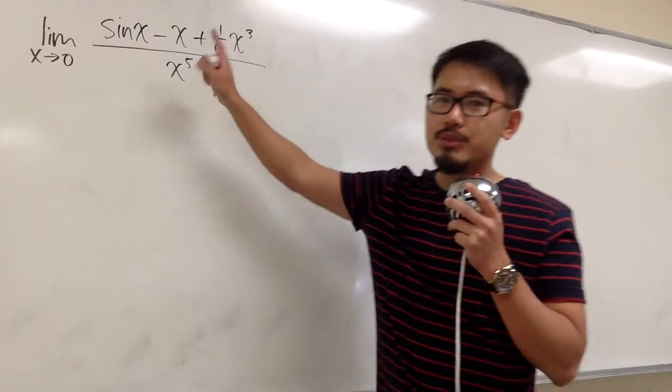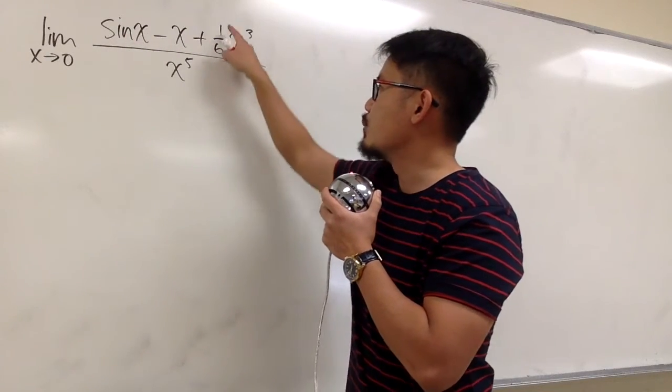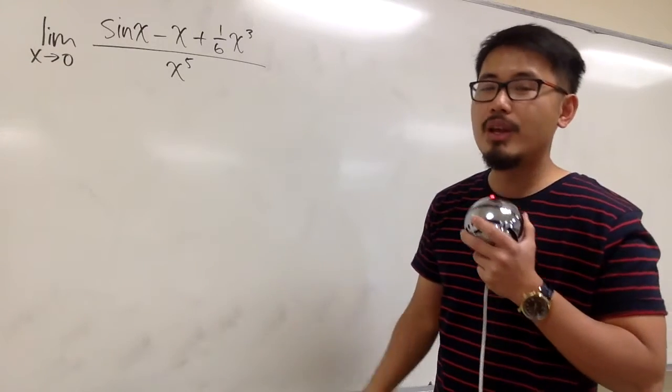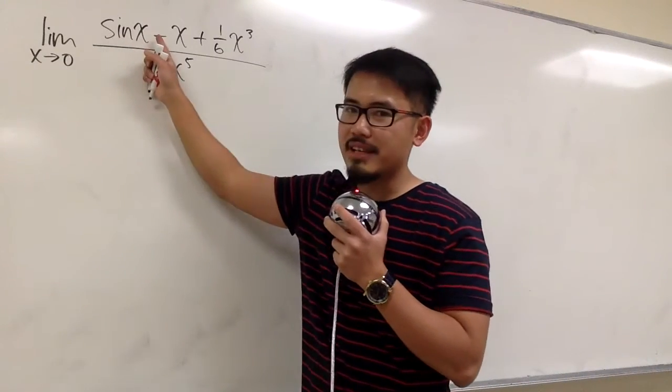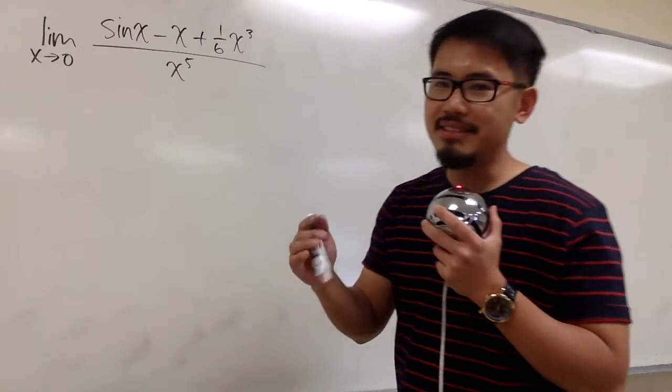We are going to use power series to compute this limit: the limit as x goes to 0 of sine x minus x plus 1 over 6 x to the third power, all over x to the fifth power. We are not going to use L'Hopital's rule. We will just use the power series expansion for sine x, centered at 0, because x is approaching 0. And this is how it goes.